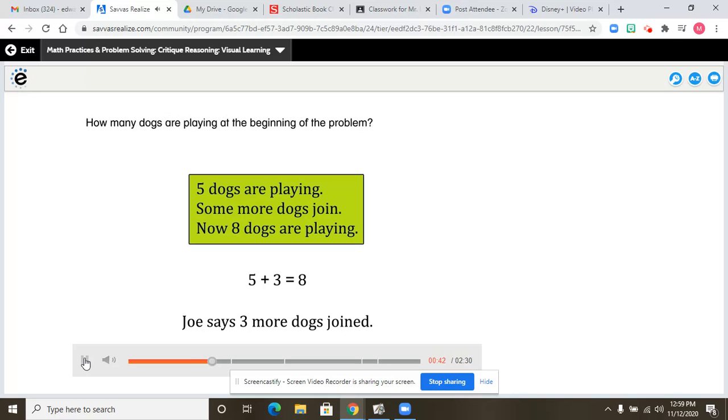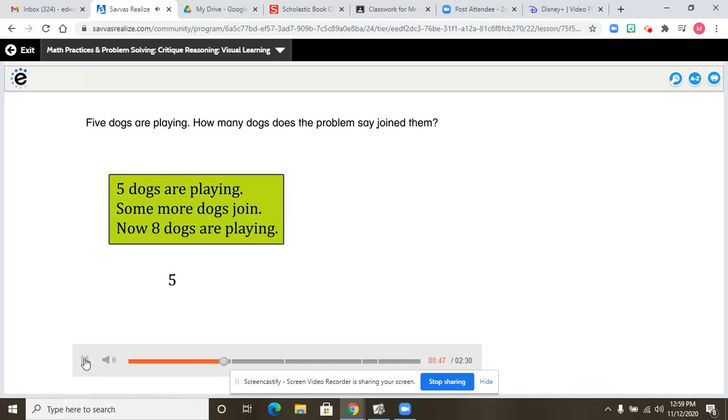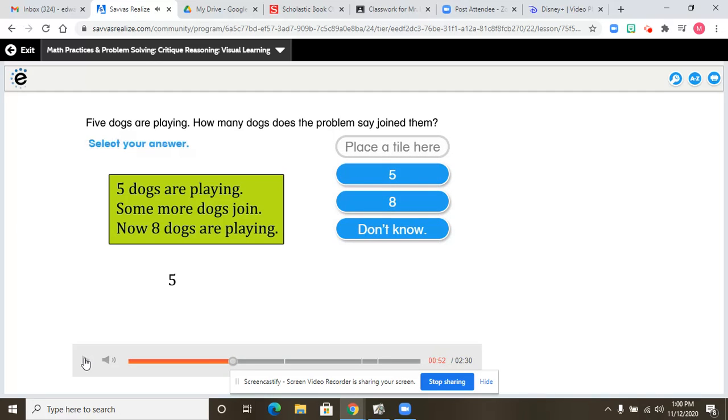How many dogs are playing at the beginning of the problem? 5 dogs are playing. How many dogs does the problem say joined them? Well, it says 5 dogs are playing. Then it says some more dogs join. Now 8 dogs are playing. So 5 is the dogs that are playing. 8 are the dogs that are playing now after some joined. So we don't know.